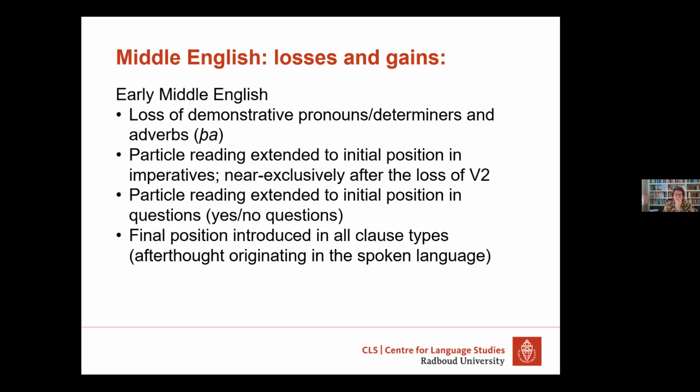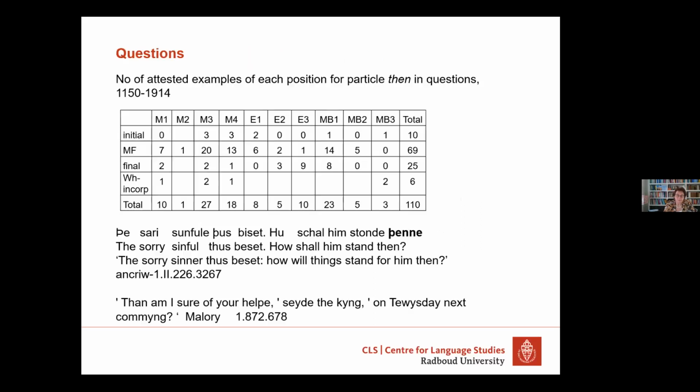Tha was lost in the transition to Middle English, and then you see new positions becoming available for the particle reading of then. Initial, piggybacking largely on available other structure. Yes, no questions, for instance, and there's a new final position popping up there, and we'll take a look at that later.